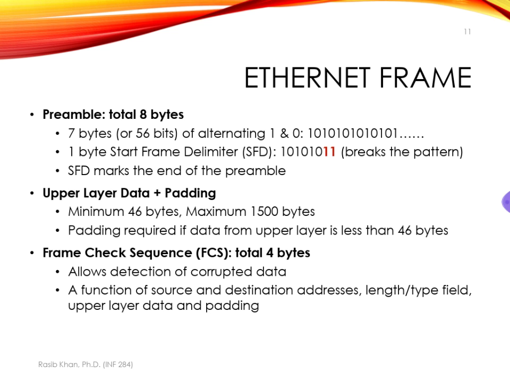Finally, the frame check sequence, the FCS, is a total of 4 bytes, and it allows us to detect data which might have gotten corrupted during transmission. This is a mathematical function which takes as input the source and destination MAC addresses, the length or type field, the upper layer data, and the padding together. All of these are put into the mathematical function, and it produces a value which is then included in the FCS field.